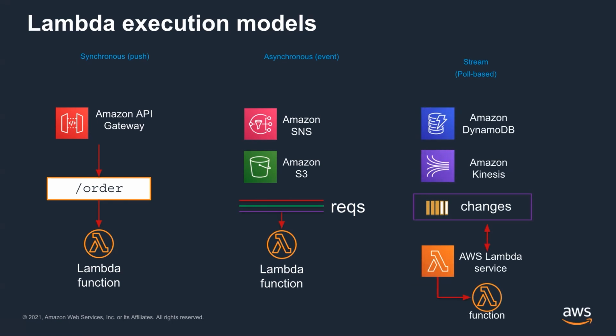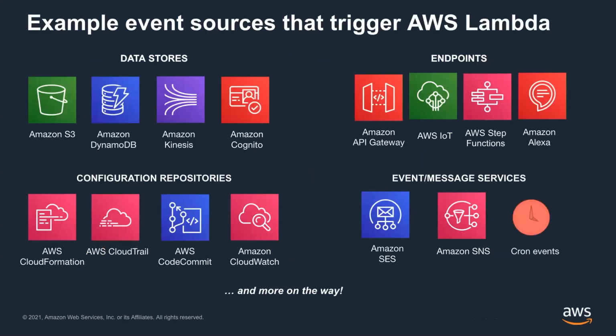I also want to talk to you about, well, these are just some examples of some of the trigger points, but in a sense, Lambda integrates across a variety of sources and services within AWS, including data stores, configuration repos like CloudFormation, CloudTrail, or across endpoints and even event messaging services, including EventBridge. So that way, you have flexibility in how you want to integrate Lambda across your AWS landscape.